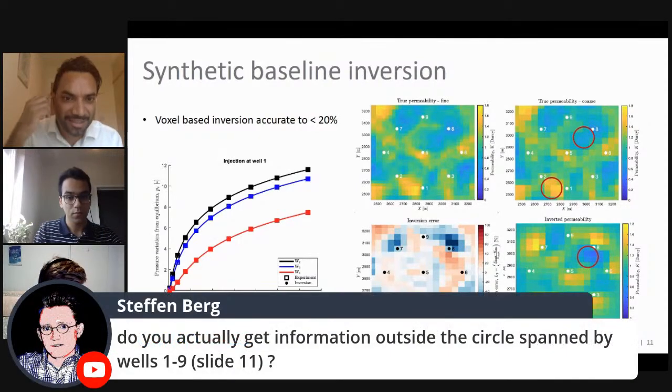Thank you, Sam. There's another question from Stefan Berg about slide 11. Do you actually get information outside the circle spanned by wells 1 to 9?